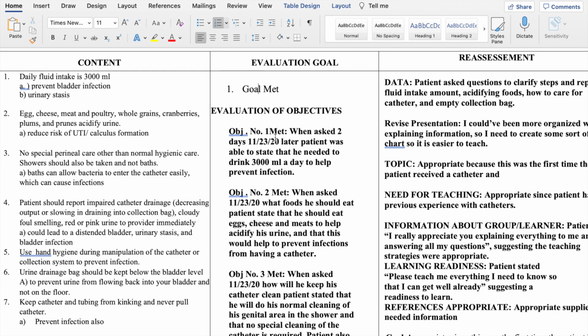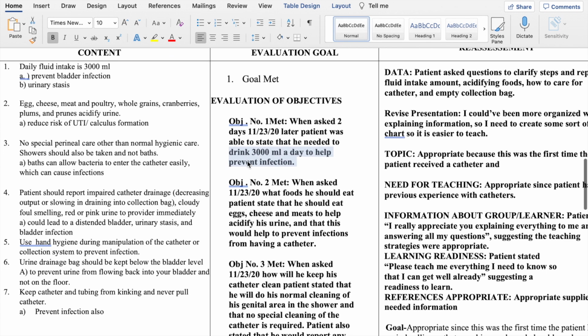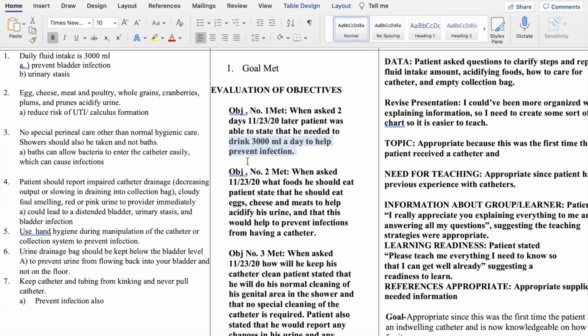So I'm going to just read like one example. So for my first objective, I put met. When asked 2 days later, I put the date. Patient was able to state that he needed to drink 3,000 milliliters a day to help prevent infection. So it doesn't have to be that specific. If you were actually teaching your patient this, you probably would ask them, like, what do they usually drink out of? And they may say, oh, I use a big gold cup. And then you can tell them you need to drink about 3 of those a day. And then if they're able to say that back to you, then you know your objective was met once you reevaluate them.